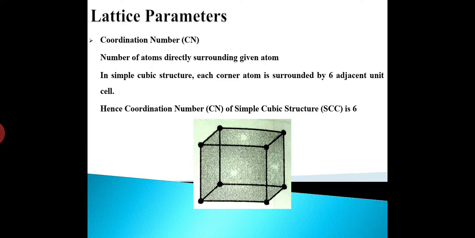Coordination number is nothing but the number of atoms touching a central atom. As there is no central atom present, we consider one of these 8 atoms as the central atom. Minus that central atom, and also one atom that is very far from the central atom, we get 6 as the coordination number for the SC structure.